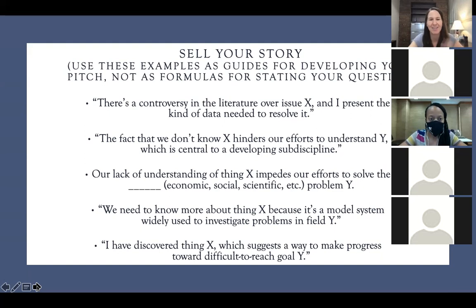Or I have discovered this thing X, which suggests a way to make progress towards this other difficult to reach thing Y. So these are just some examples of ways that you can really think about what your central question means to readers, not just to yourself. So I'll give you just a few minutes to think about what you might do with your central question to make sure that it's compelling for readers.